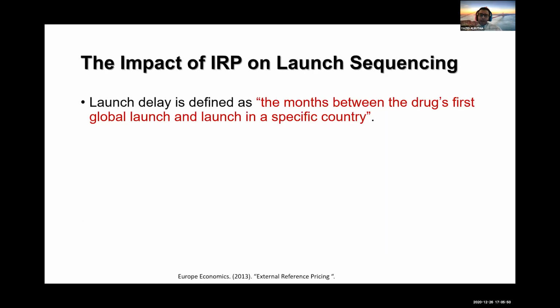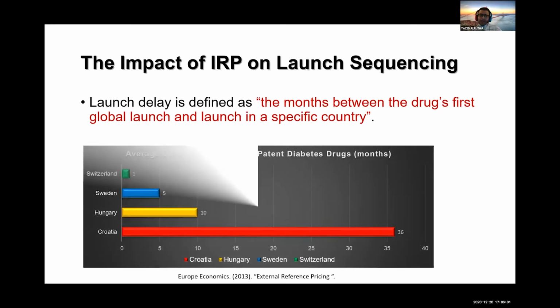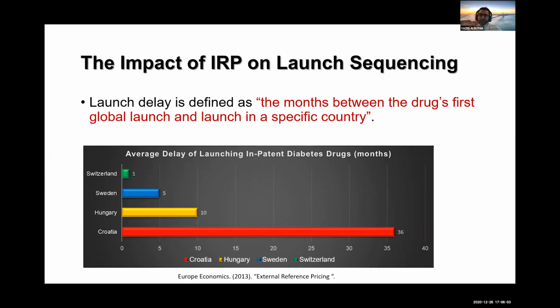So what is the impact of IRB or RB on launch sequencing? A launch delay is defined as months, or years sometimes, between the drug's first global launch and launch in a specific country. For example, in certain European markets, there was an average delay of launching unpatented diabetes drugs in months. So in Switzerland, it takes about 1 month after the approval of that new pharmaceutical for diabetes to enter the Switzerland market. In Sweden, it's about 5 months.